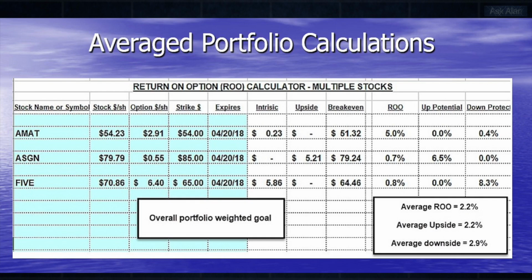However, if you look down the ROE column on the right side, third from the end, you see that most of that heavy legwork was done by Applied Materials, AMAT, which gave you a 5% 3-week return. The others were below average. Now, upside potential, you could see that it averaged out to 2.2%, but that was really all ASGN. And finally, downside protection of 2.9% average, and that was all done by the deep in the money strike FIVE.